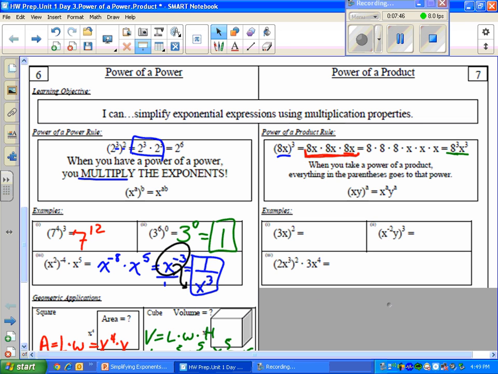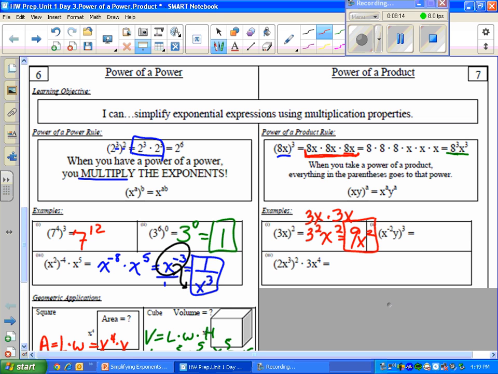The first example has the product 3x. We're going to square it. So that means that 3x times 3x. Now we can think of it this way, or we can just use our power of a product rule and just say that 3 is going to be squared and x is going to be squared. Okay? Well, think about my rule of thumb earlier. I know what 3 squared is. That's 9. So I could write that as 9x squared.